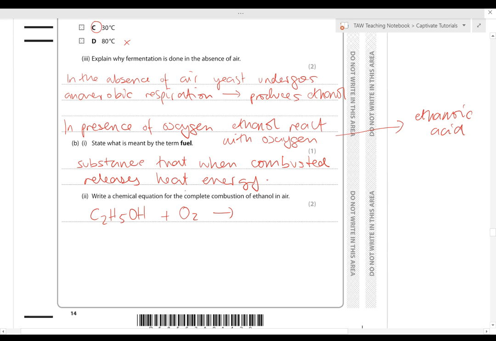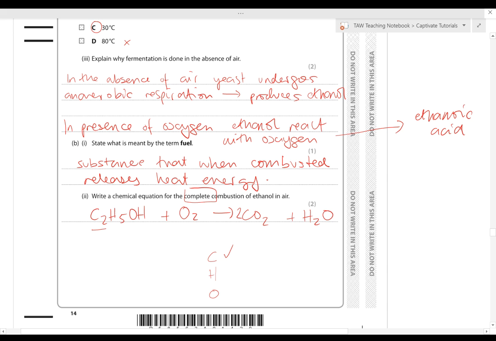Now, in terms of products, we know it's complete combustion from the question, so that means that it generates carbon dioxide and water. And now we need to think about balancing this equation. So the way to balance combustion equations is to do it in a certain order. So we balance the carbons first, followed by hydrogens, and finally the oxygens. So let's do the carbons first. On the left-hand side here, we've got 2 carbons. So we need to balance that with a 2 in front of the CO2.